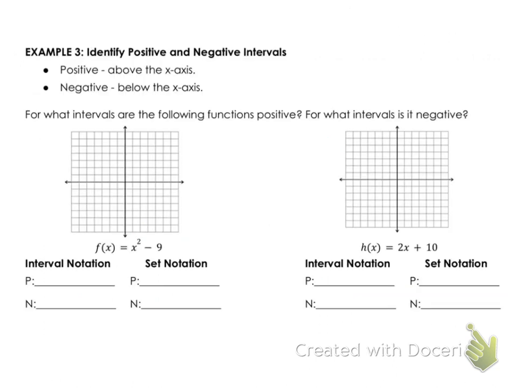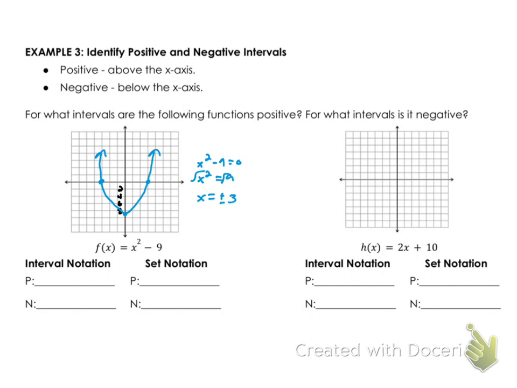All right, next part here, we're identifying positive and negative intervals. So, simply put, the function is positive when it is above the x-axis. It is negative below the x-axis. A major key here, where a lot of people get tripped up, is that when we're writing our intervals, we're using the x values of the ordered pairs. We're using the x values.